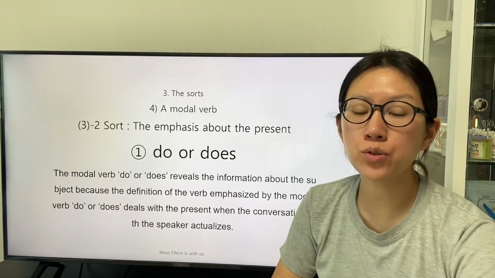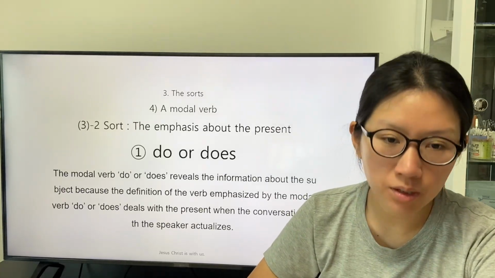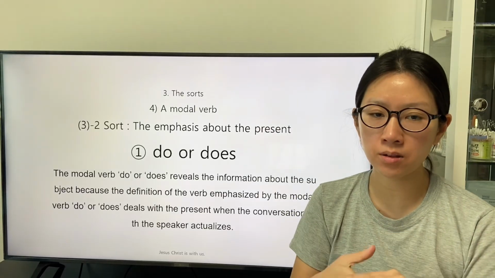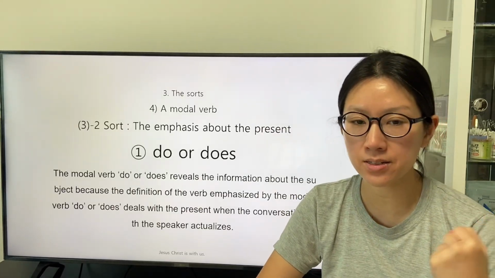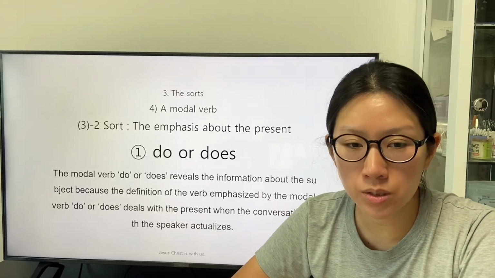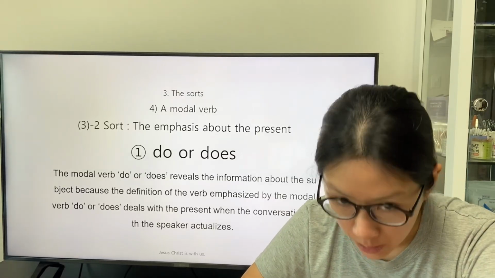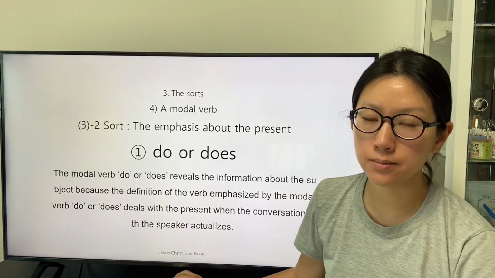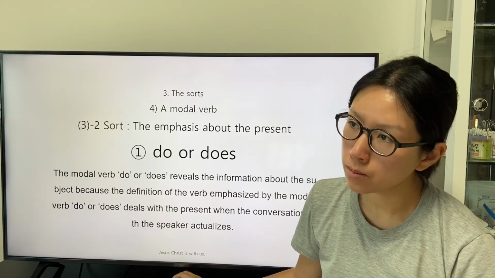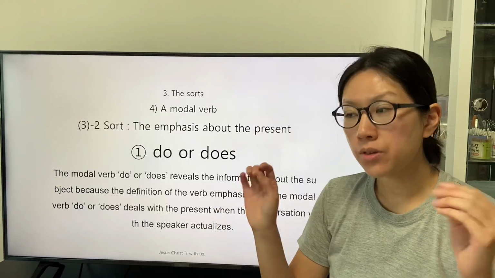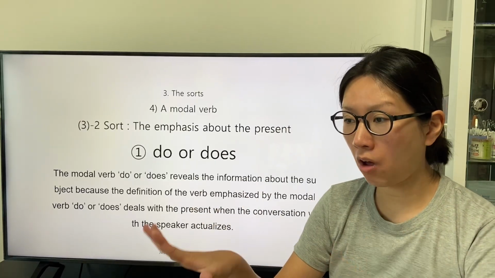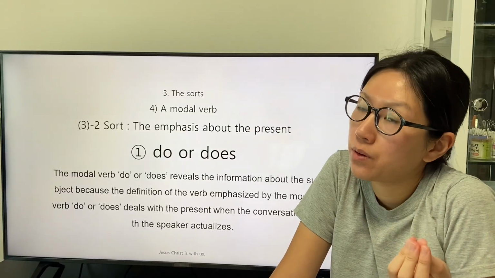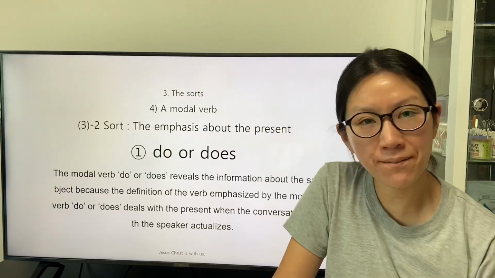The modal verb do or does reveals the information about the subject because the definition of the verb emphasized by the modal verb do or does deals with the present when the conversation with the speaker actualizes. The speaker can state the clause without the intent of the emphasis.